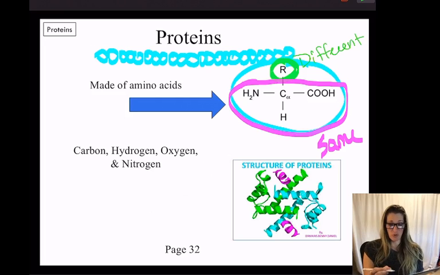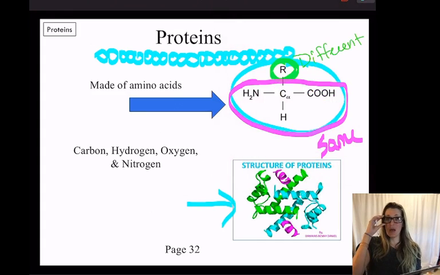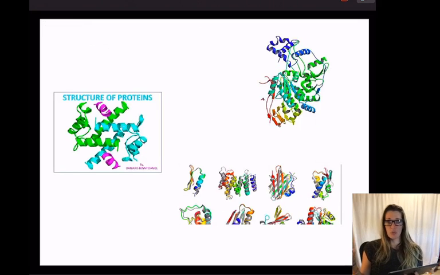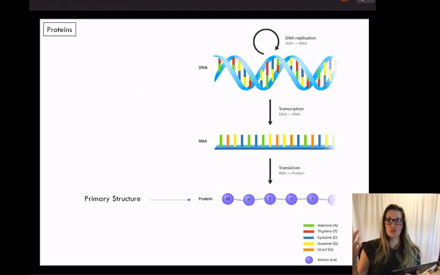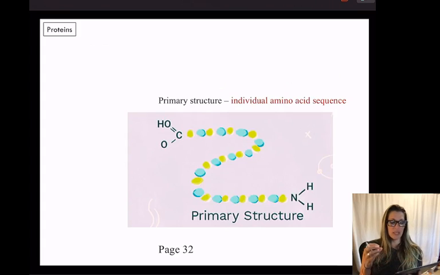But functional proteins aren't a chain. They look something like that, at least that's how they're modeled. So where are the little balls? Well, proteins are wildly, incredibly complex. There are multiple structures to a protein. This structure, where we have a line of amino acids, is called the primary structure. The individual amino acid sequence is the primary structure.